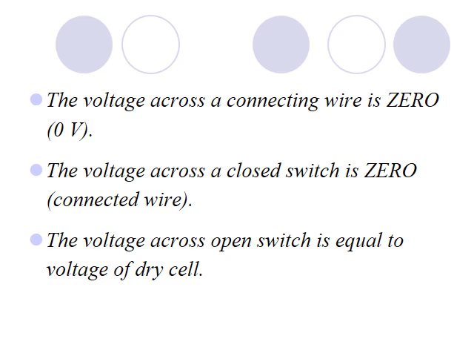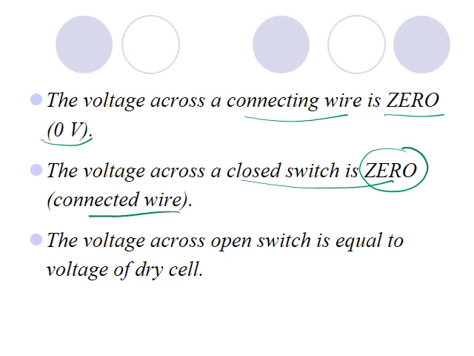The voltage across a connecting wire is 0 volt. Voltage across a closed switch is 0 since a closed switch acts as a connecting wire. The voltage across an open switch is equal to the voltage of the dry cell.